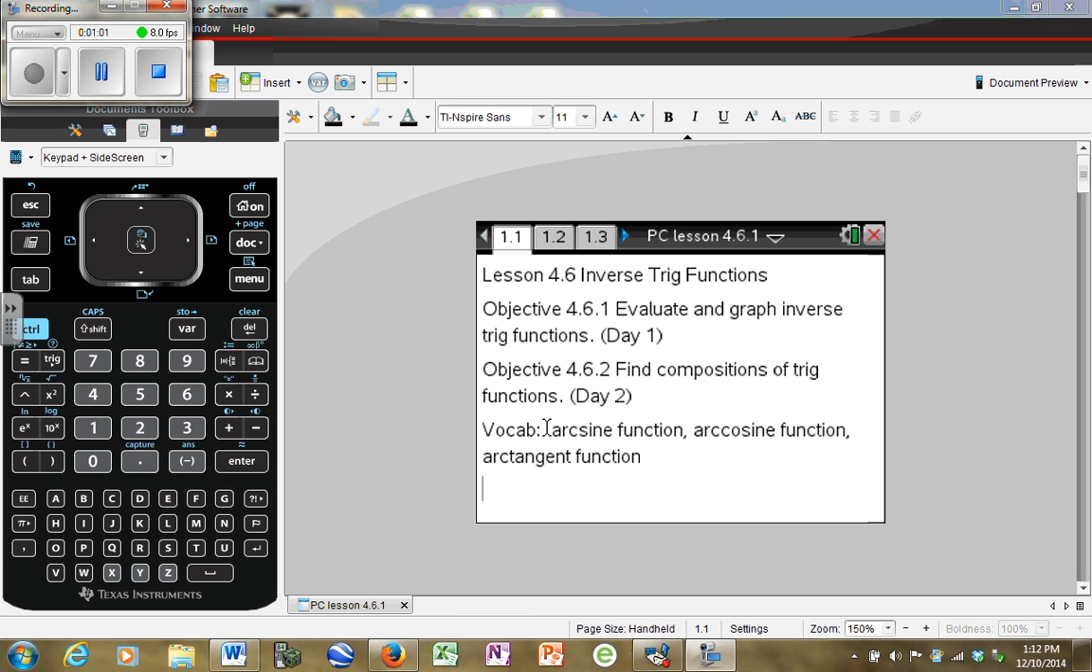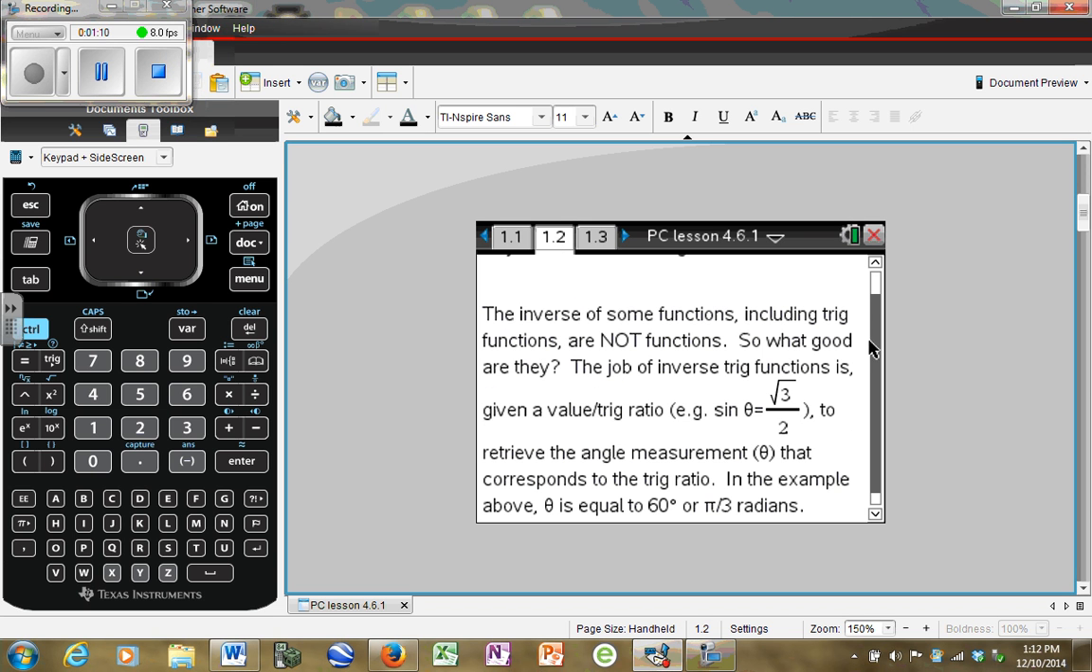Arcsine, arccosine, and arctangent are just inverse functions. So if you put sine to the -1, it's the same thing as arcsine. Same with the other ones. Here's page 2. The inverse of some functions, including trig functions, are not functions. So what good are they? The job of inverse trig functions is, given a trig ratio such as the sine of an angle equals square root of 3/2, your job is to retrieve the angle measurement, or theta, that corresponds to that particular trig ratio.